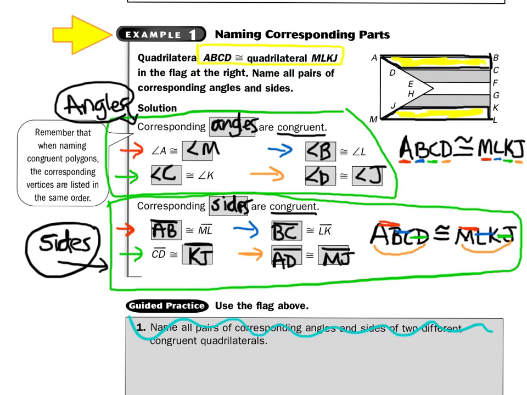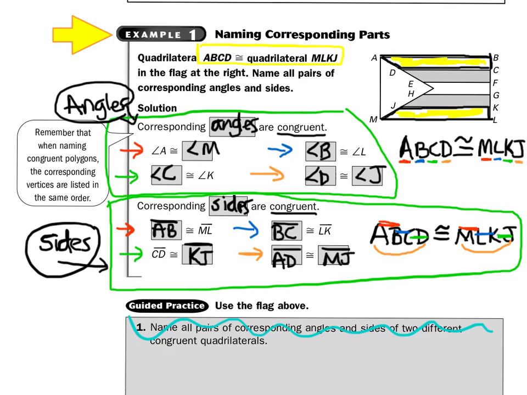All right, you guys, let's talk about example 1, naming corresponding parts. Now, I want you to look here where they gave us, this is called a congruent statement, where they said quadrilateral ABCD is congruent to, that means exactly the same shape, exactly the same size as quadrilateral MLKJ, all right? And so we're going to use these letters in the exact order they gave us to help match up sides and angles. So let's talk about the angles first.